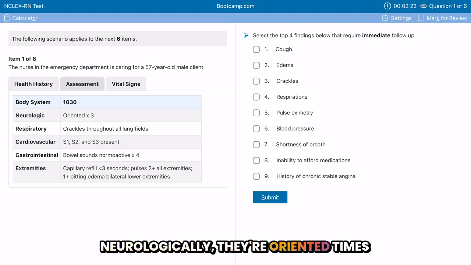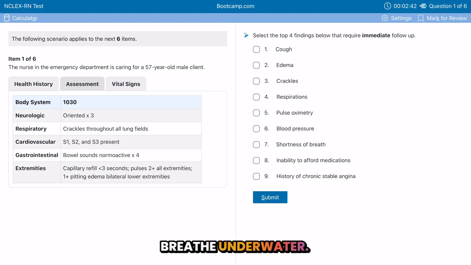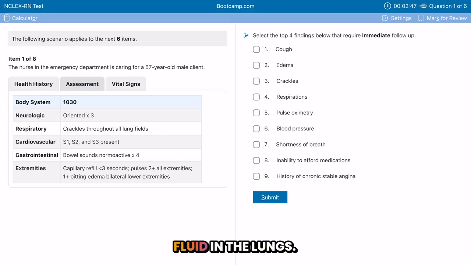Neurologically, they're oriented ×3. No issues there. But look at this respiratory. It says crackles throughout all lung fields. That is a clear key sign of what's happening respiratory wise. That crackles means that there is fluid in the lungs. Remember, you're not a mermaid. You can't breathe underwater. Therefore, crackles is an indication of fluid in the lungs.